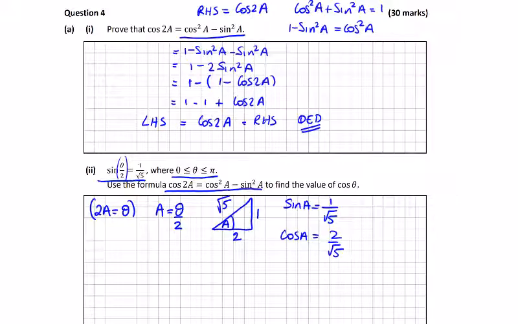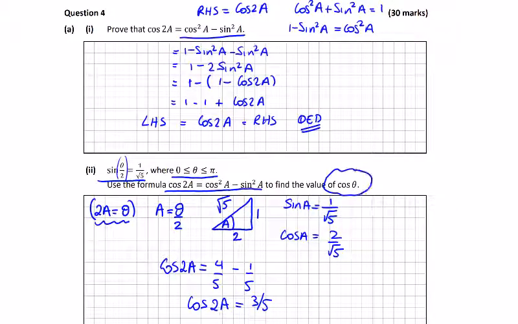So cos of 2a, so now we have cos 2a is equal to cos squared a, which is going to be 4 over 5, minus sine squared a, which is going to be 1 over 5. So you can say that the cos of 2a is going to be 3 over 5, and we said 2a was equal to theta, and we're going to value the cos theta, so we have the value of cos theta. Cos theta is 3 over 5.